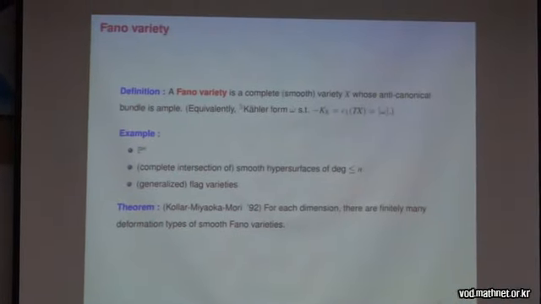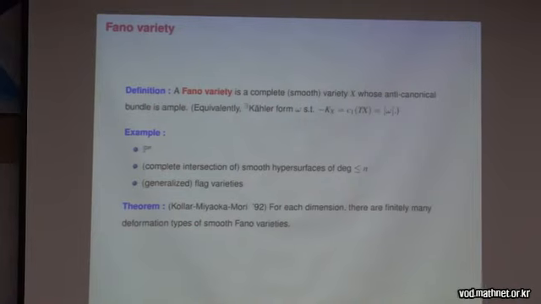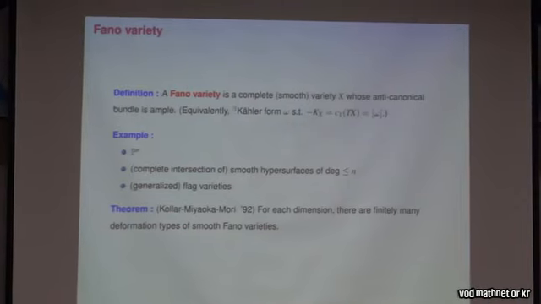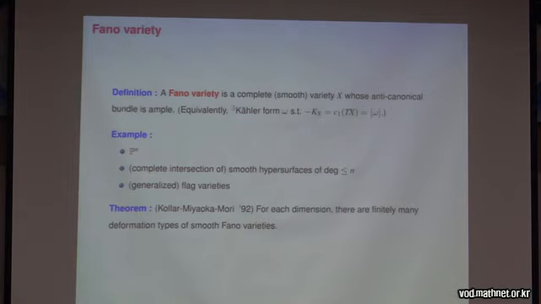I think almost all of you are already familiar with this notion. A Fano variety is a complete smooth variety whose anti-canonical bundle is ample. There are some equivalent definitions. For instance, a projective variety is Fano if and only if there exists a Kähler form which represents the first Chern class, or equivalently, the pairing of the first Chern class with any algebraic curve is positive.